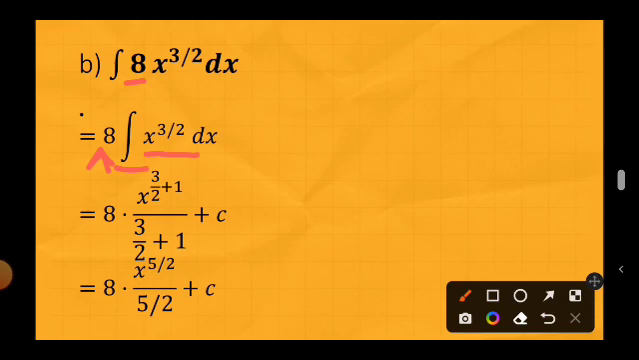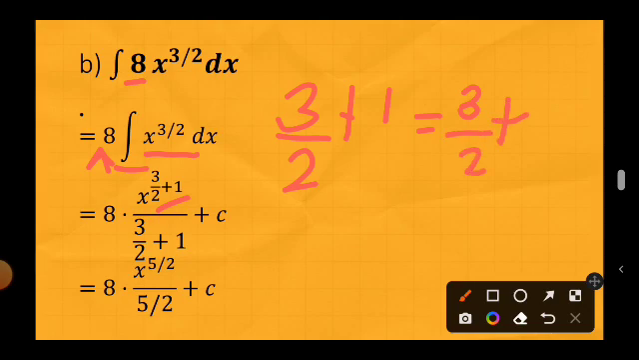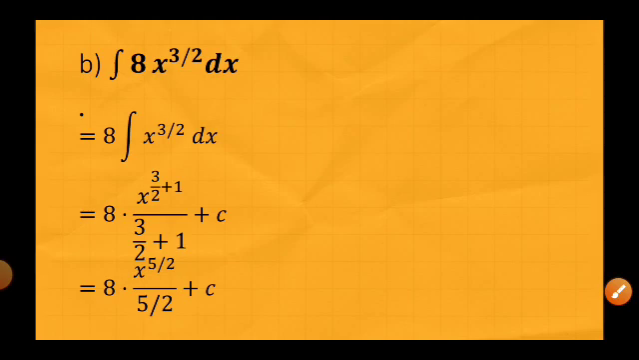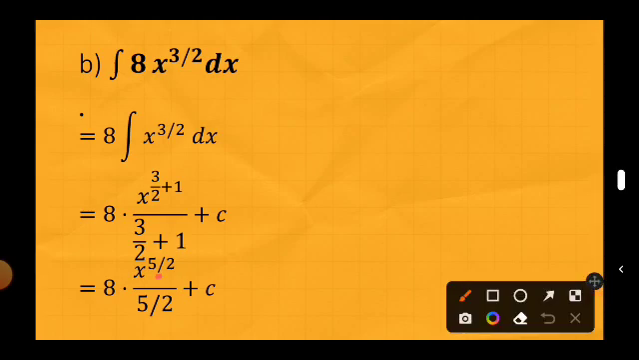After that, we can apply the power rule by adding 1 to our exponent. So we have 3 halves plus 1, which is equal to 3 halves plus 2 over 2. Therefore, we can add this to get 5 over 2. Therefore, the exponent will become 5 over 2 and so will the denominator.